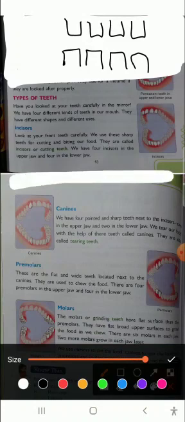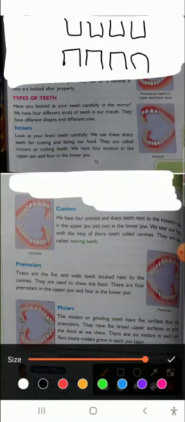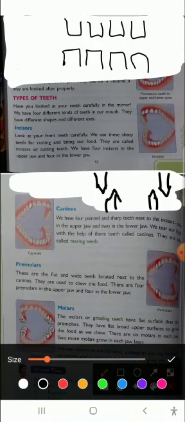Now, for canines, they are 2 in the lower jaw and 2 in the upper jaw. So they have a sharp edge like this. You will draw like this: 2 at the upper jaw and 2 at the lower jaw.